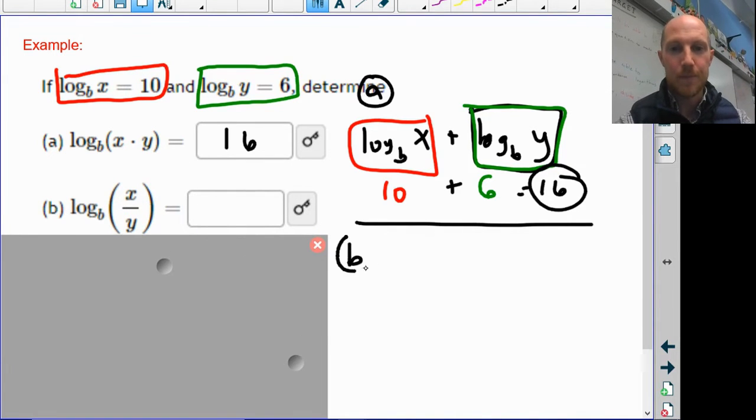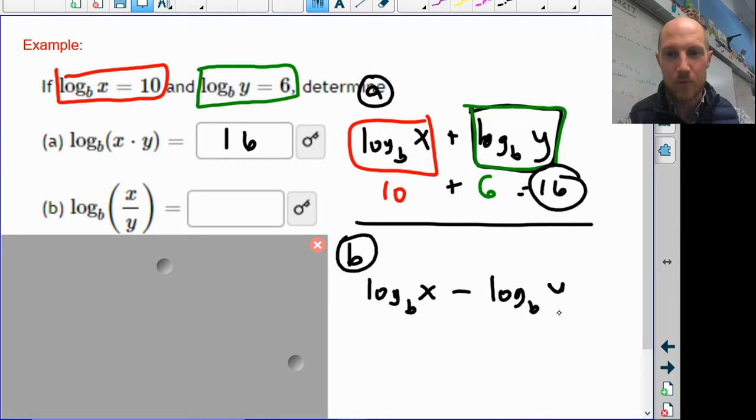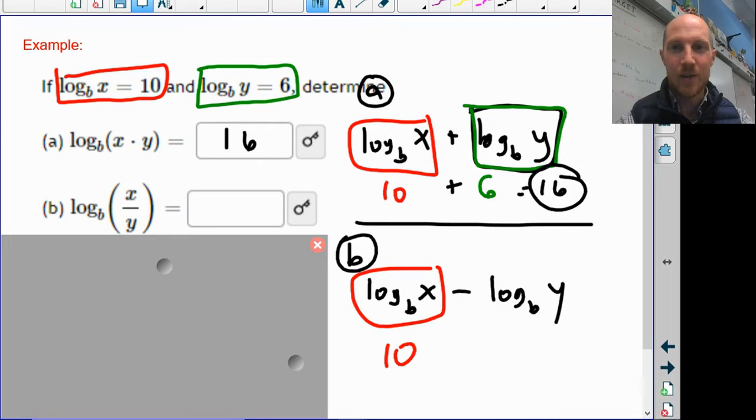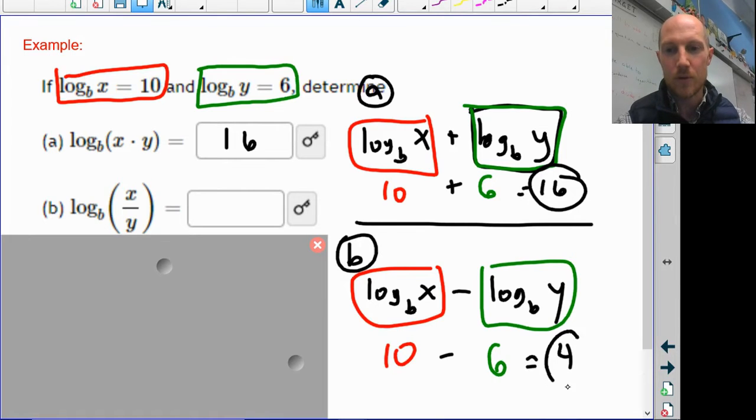How about B? All right, kind of similar, except I'm going to expand. This is division, x divided by y, so it's going to turn into subtraction. So log base b of x minus log base b of y. Log base b of x, that's 10. And log base b of y, that's 6.